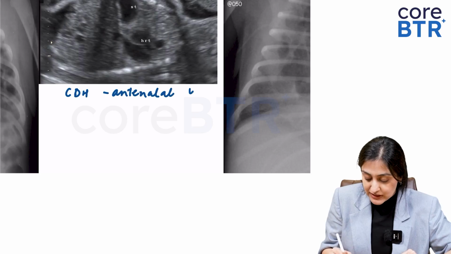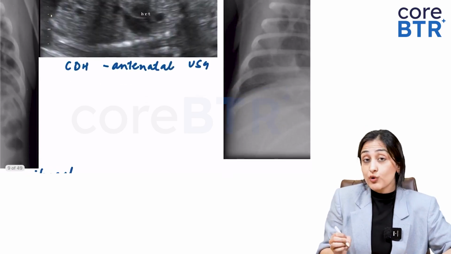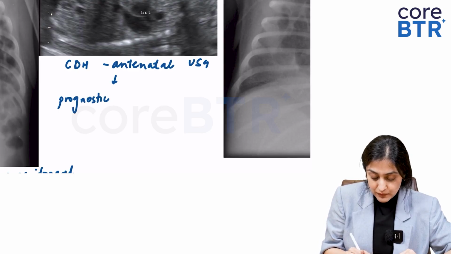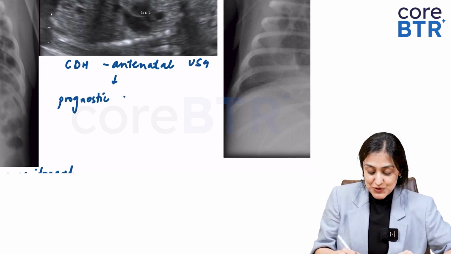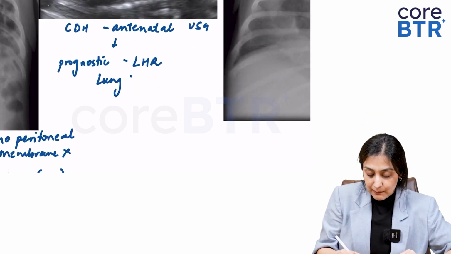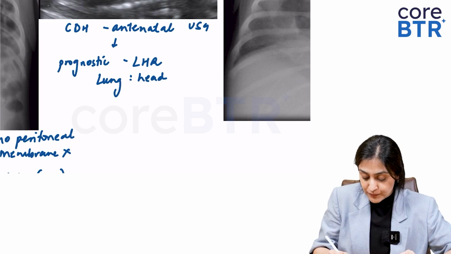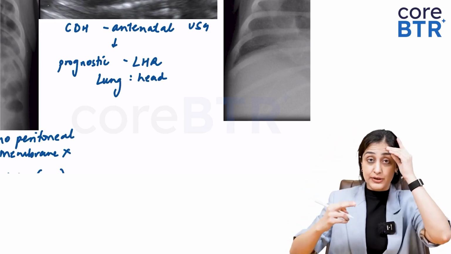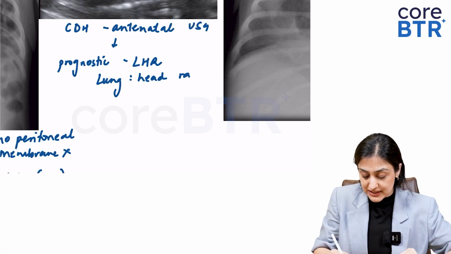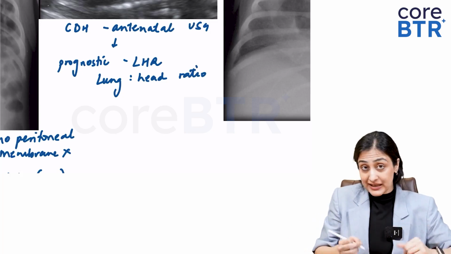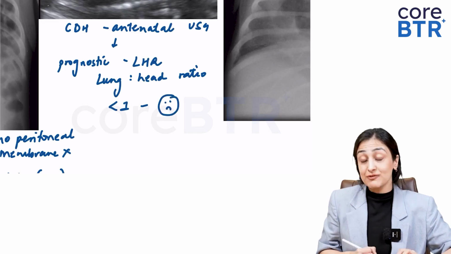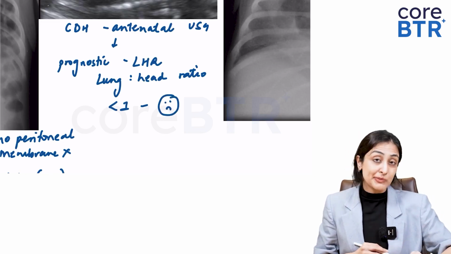So what we do on an antenatal ultrasound is prognosticate. So one of the prognostic indices that we use is called lung to head ratio. So we measure the amount of lung volume upon the head circumference. Okay, so lung circumference upon the head circumference, and we take a ratio. Ideally, they should be equal. Any ratio less than 1 indicates that this baby will have severe pulmonary hypoplasia.